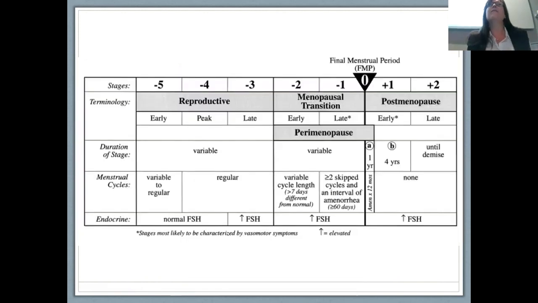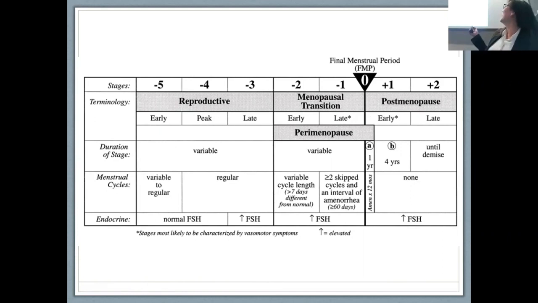We know that the actual definition of menopause is the final menstrual period, but that can only be a retrospective diagnosis. You have to have 12 months of amenorrhea before you get there. So often it's a difficult decision in terms of whether a woman's truly postmenopausal or not. But the diagnosis is very much based on a clinical assessment of the woman.